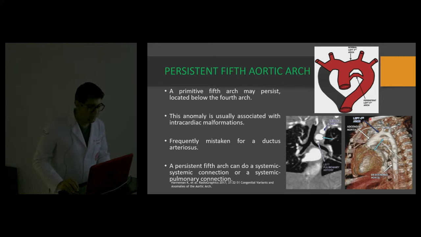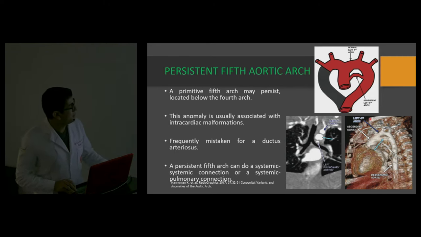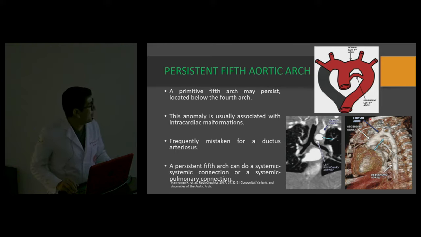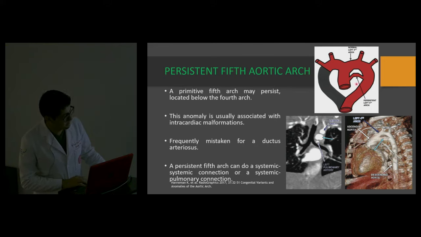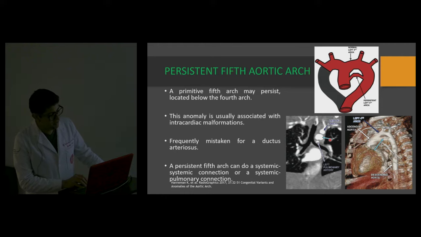In persistent fifth aortic arch, a primitive fifth arch may persist located below the fourth arch. This is usually associated with intracardiac malformation and is frequently mistaken for a ductus arteriosus. A persistent fifth arch can make a systemic connection or systemic pulmonary connection. And with the blue arrow, the persistent fifth aortic arch is in close relation with the left fourth arch and the left pulmonary artery. And the volume rendering is shown in two.